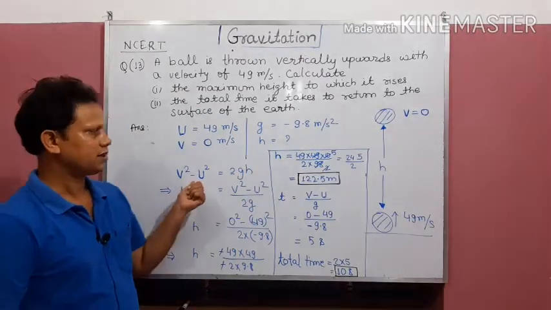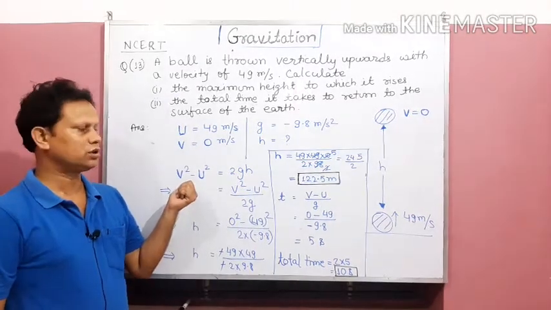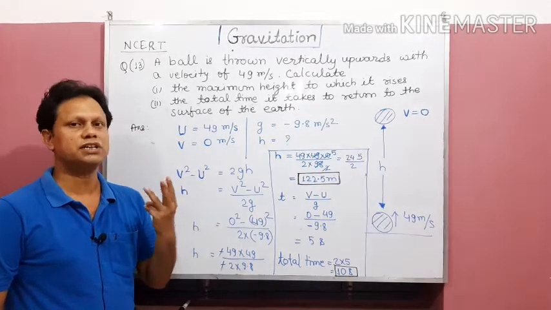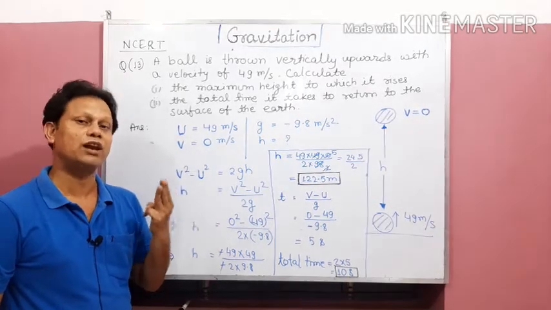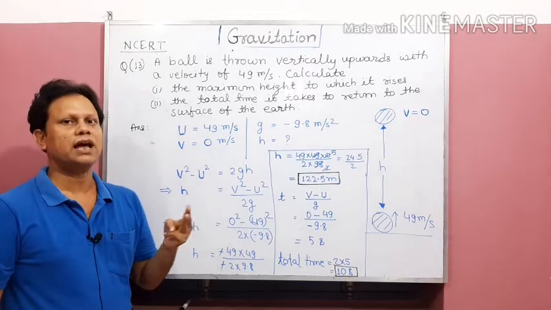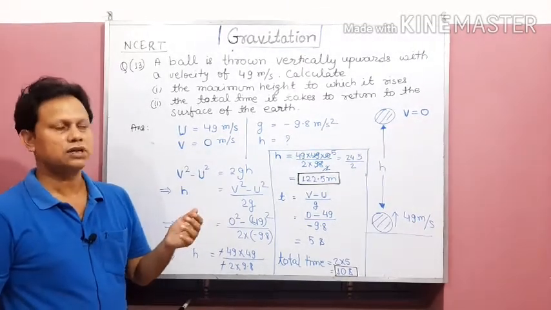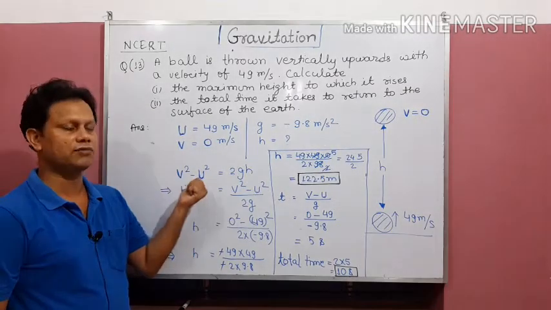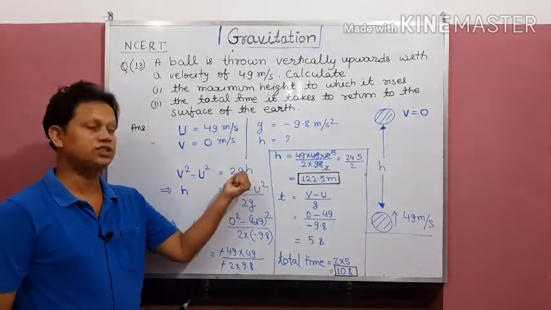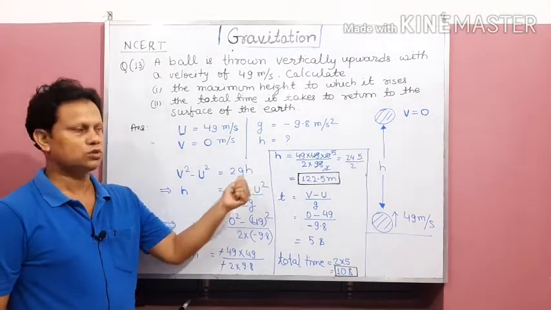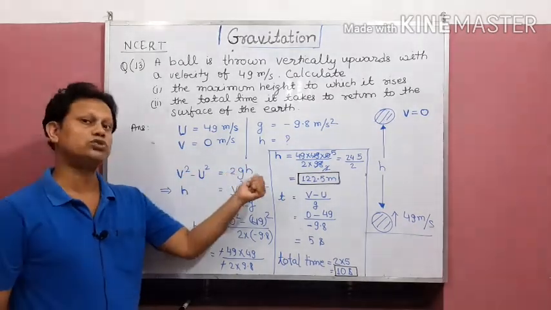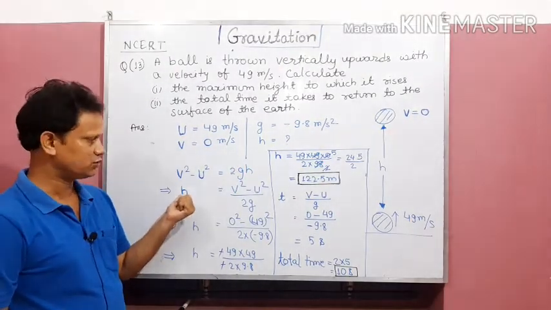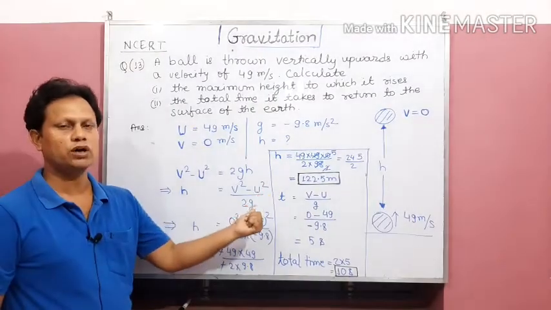So for getting height, I have chosen this equation of motion because in any equation of motion, three terms should be present, and then we can find the value of the fourth one. Of all three equations of motion, this one is the most suitable because we have v, we have u, and we have the value of g, and we have to find the value of h. So v square minus u square is equal to 2gh, and from that we can derive the formula that h is equal to v square minus u square upon 2g.